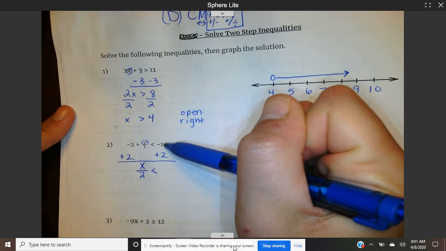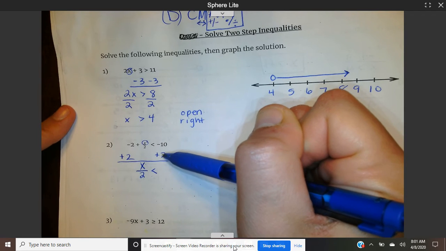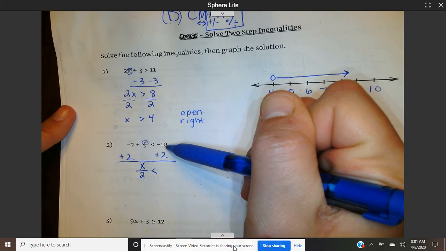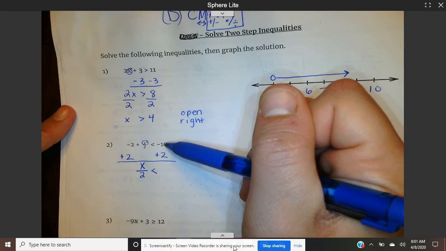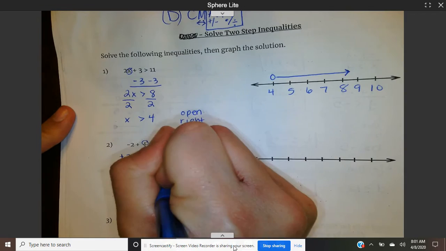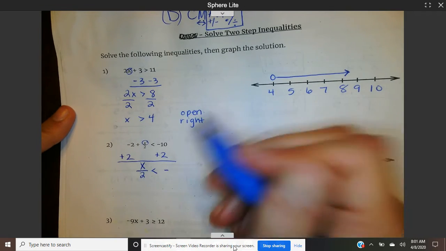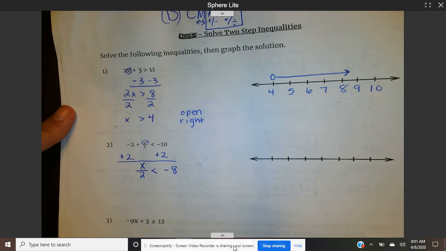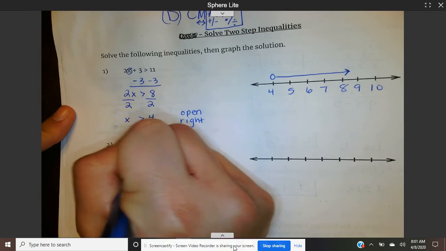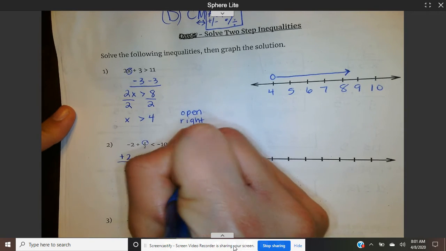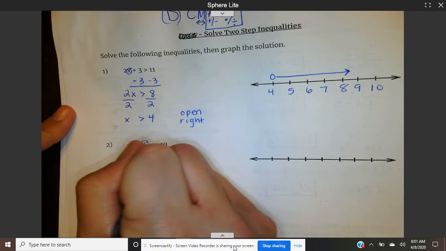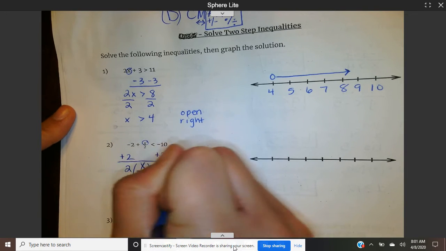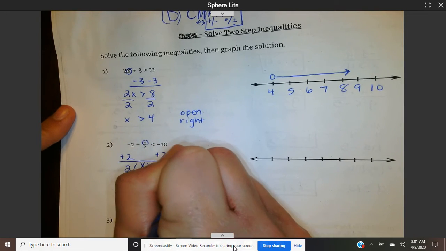Okay, -10 plus 2. Type it in your calculator, or let's think about it. The signs are different, so take the sign of the larger absolute value. It's going to be negative, and subtract. 10 minus 2 is 8. Okay, and then our last step, we are going to multiply by 2. Okay, opposite of division is multiplication. So x is less than -16.